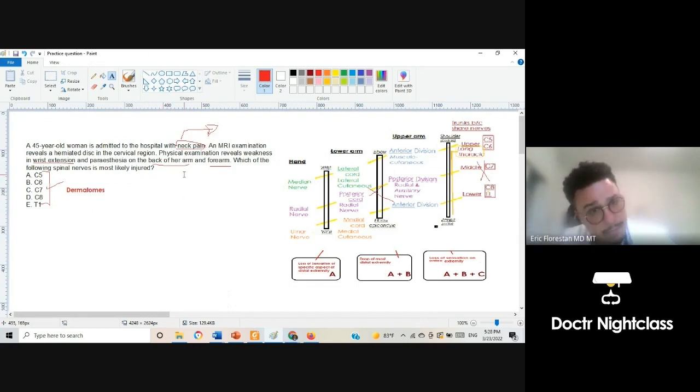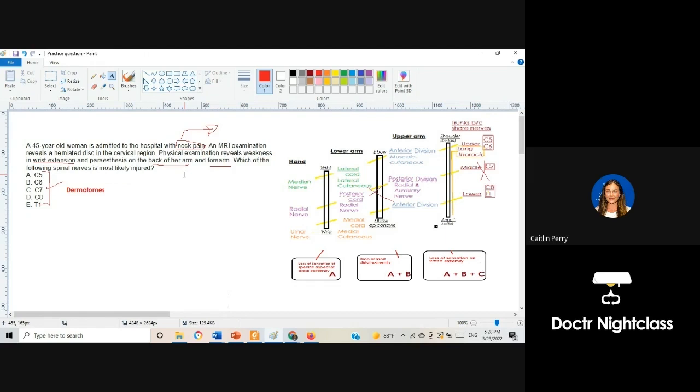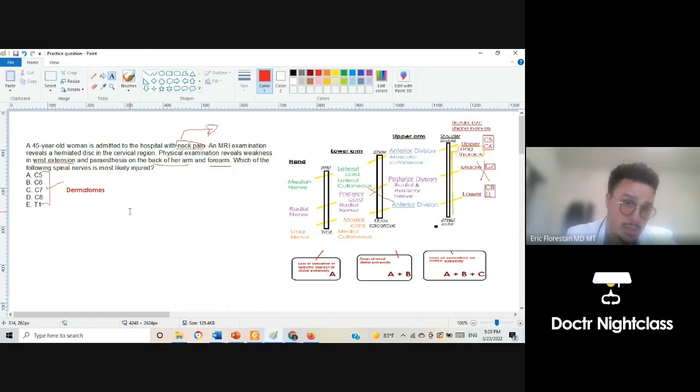Go ahead. The buzzword was back of her arm. That's how you knew posterior. Yes, but there's other ways. There's other things. Look, wrist extension. That's the radial nerve. The radial nerve is in the posterior. That's also a big thing. Okay, so people are going to read this differently. However, there's so much information that's screaming at you, posterior division. It's screaming posterior compartment. Okay, does everyone know about compartments?